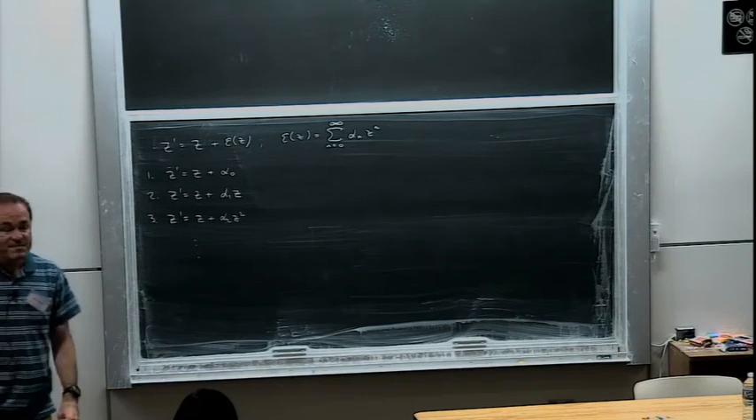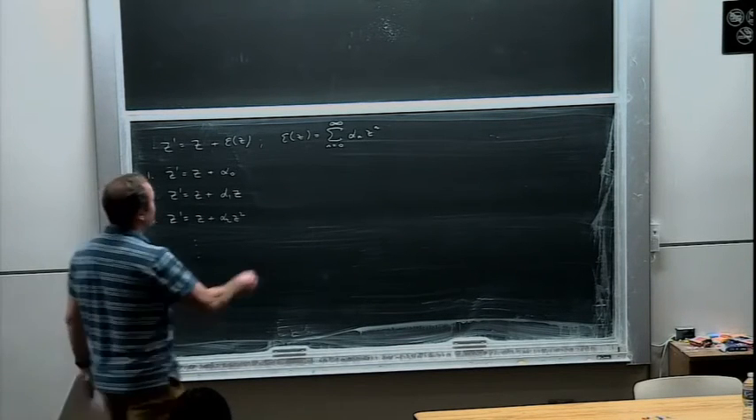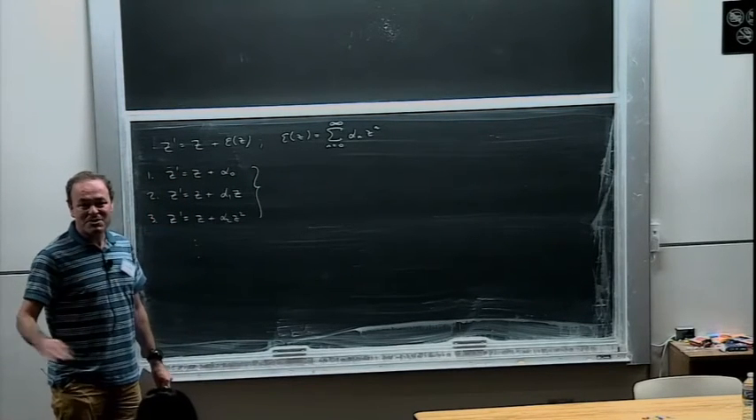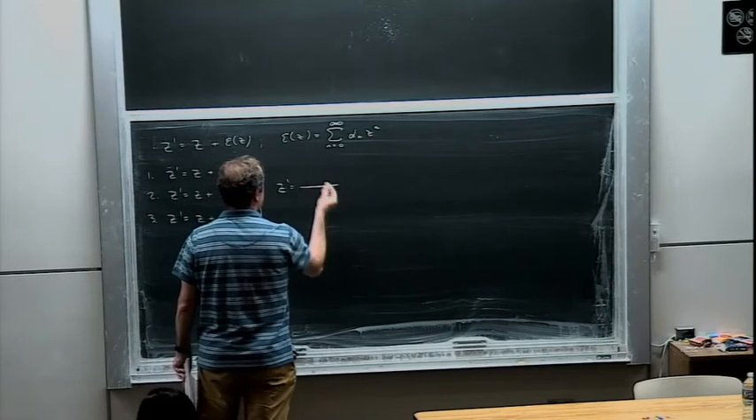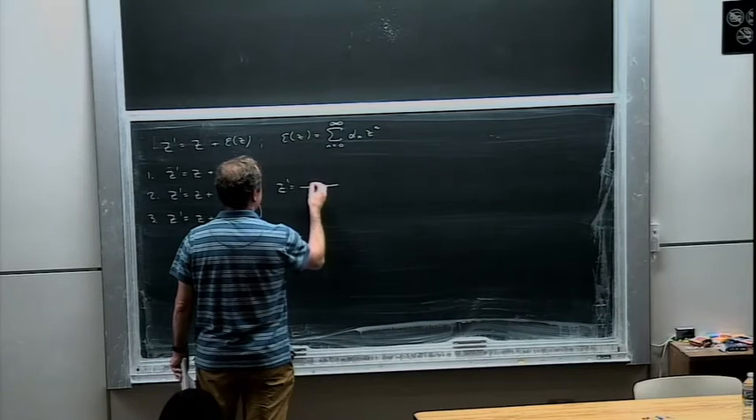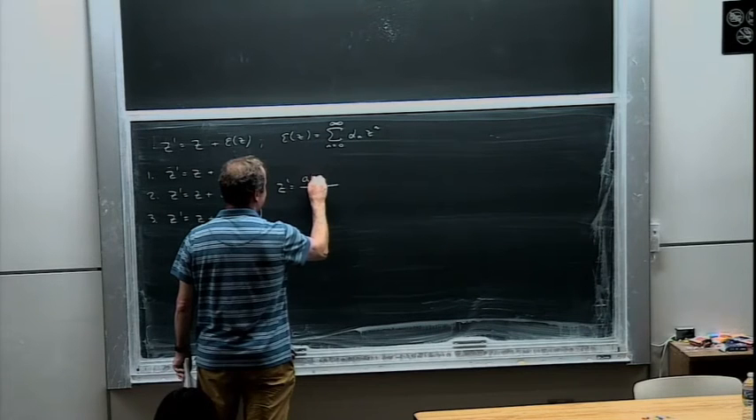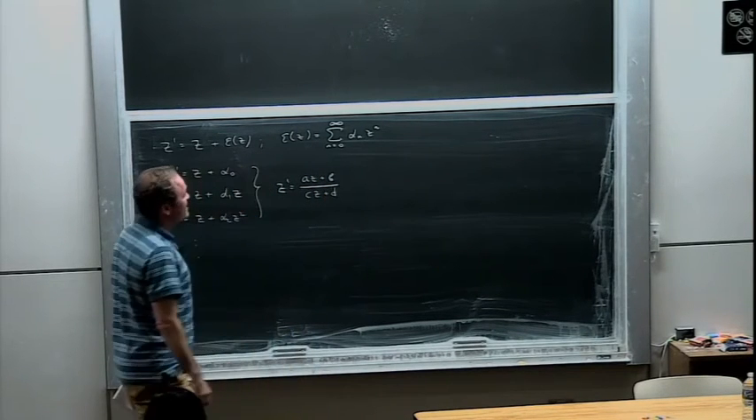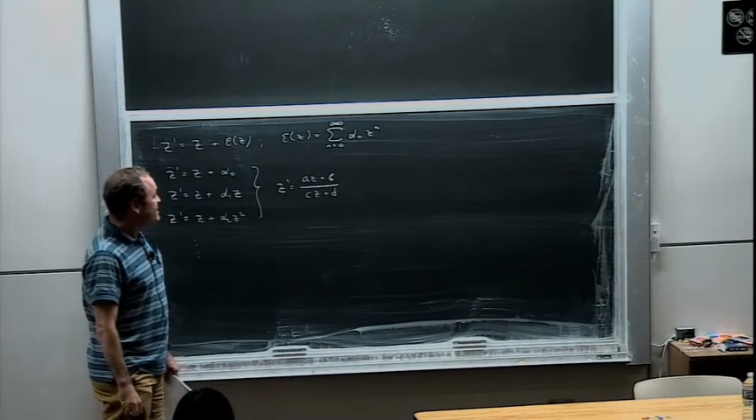Yes, so let me actually write this. If you apply all of these transformations a large number of times, you'll generate finite transformations, and those will be of the form z prime equals az plus b over cz plus d. So this really depends on three parameters, because you can divide by one of them.